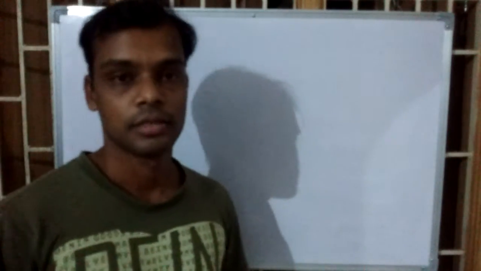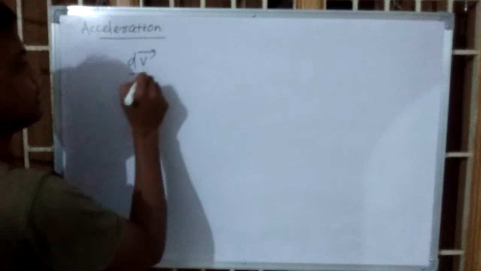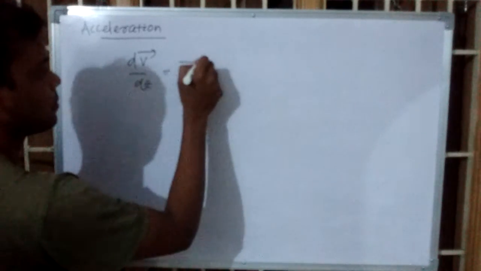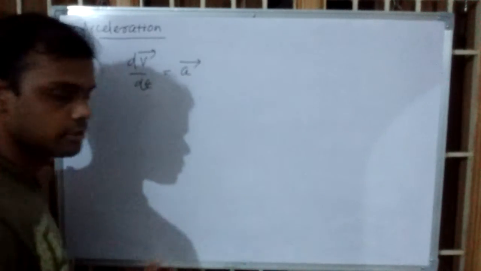We have already discussed in the kinematics chapter displacement, velocity, etc. In this class we shall discuss acceleration. So what is acceleration? That is the rate of change of velocity, that is dv by dt is equal to acceleration. Okay, now this is instantaneous acceleration, that means acceleration at any particular time instant.